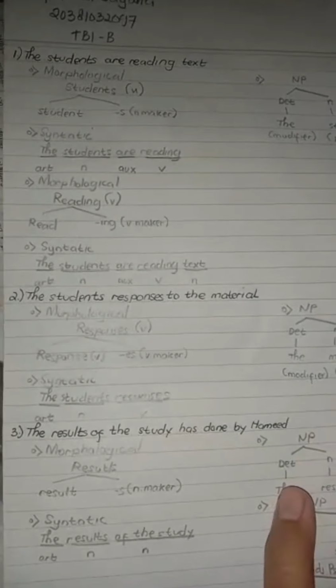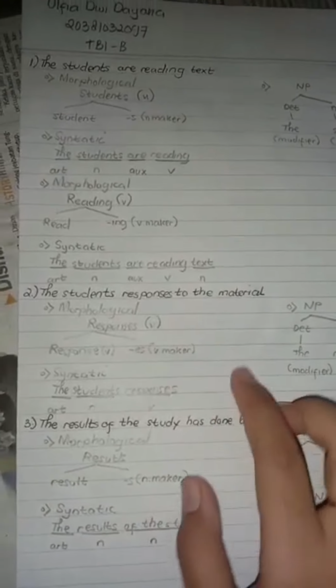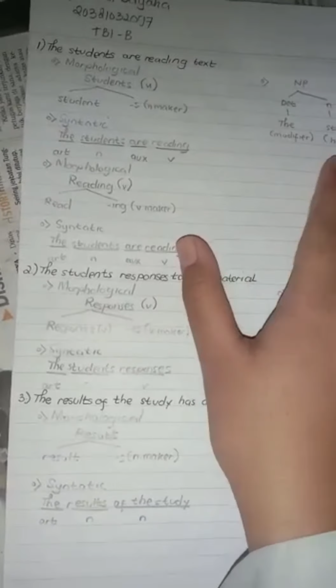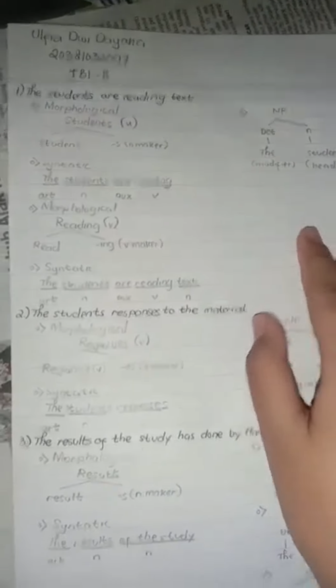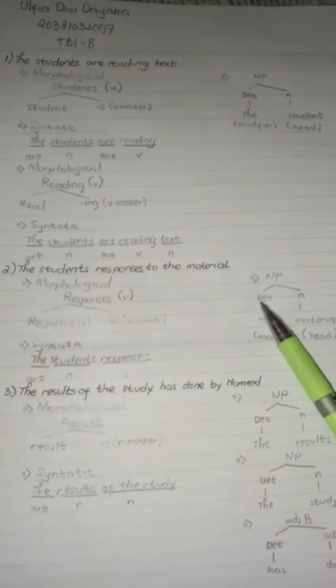Okay, today I'm Ulfia Dayana from TBI-B class, and I would like to analyze sentences that consist of lexical categories, phrasal categories, and also tree diagram. Here I have prepared 5 sentences that consist of lexical categories, phrasal categories, and also tree diagram. But before that, I will explain the definition of each material.